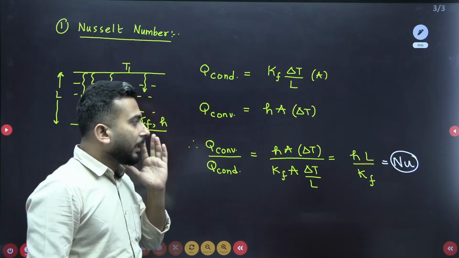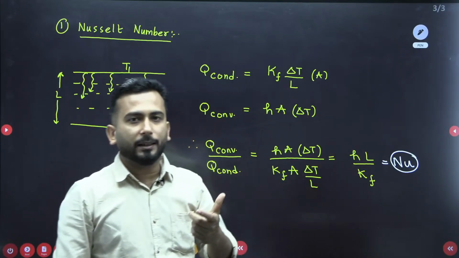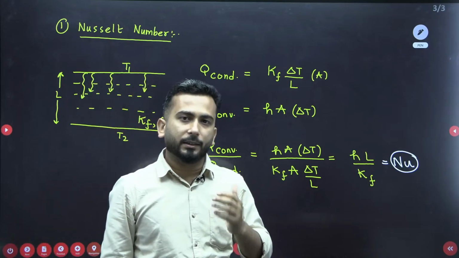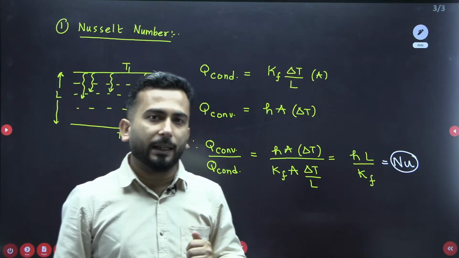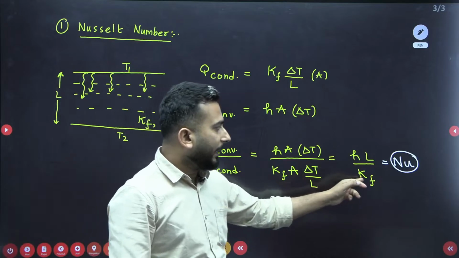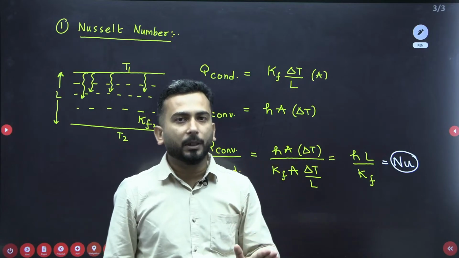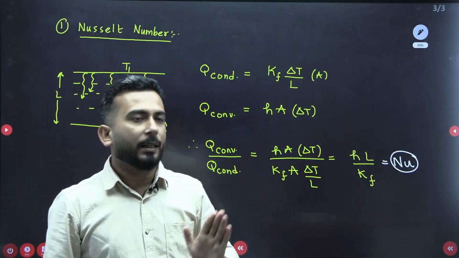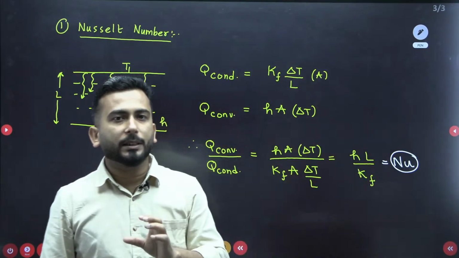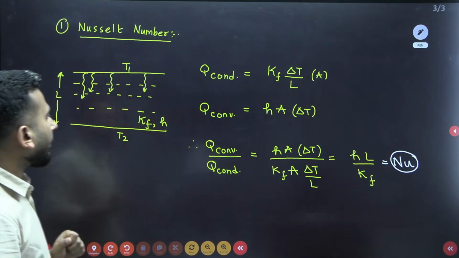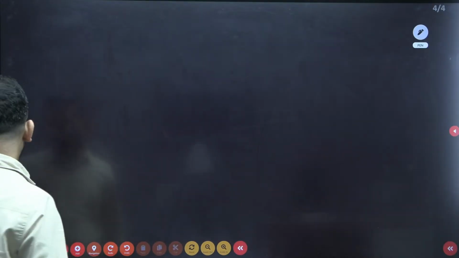Okay. What is the expression of Nusselt number? HL by Kf. This L is the characteristic length, which we have already discussed in the lumped analysis lecture. What is Kf? Kf is the conductivity of the fluid. Now a similar expression we have learnt in Biot number. Biot number was also HL by K, but over there K was of the solid and over here K is of the fluid. So this difference you should keep in mind. Fine. So this is all about Nusselt number.